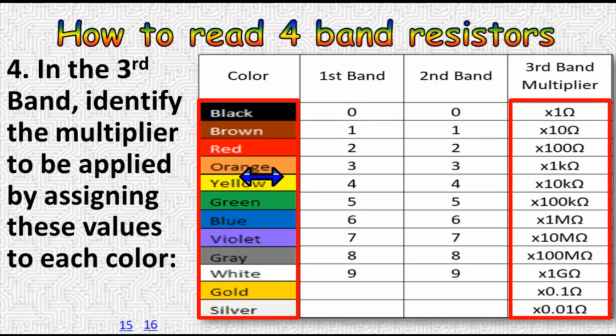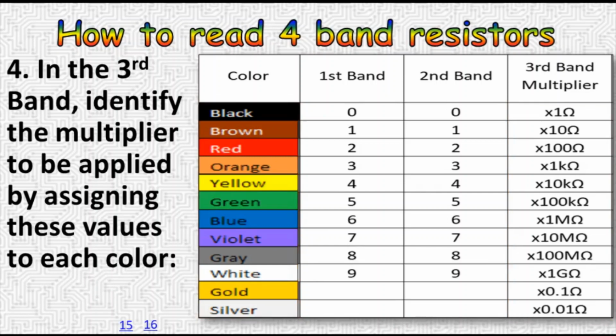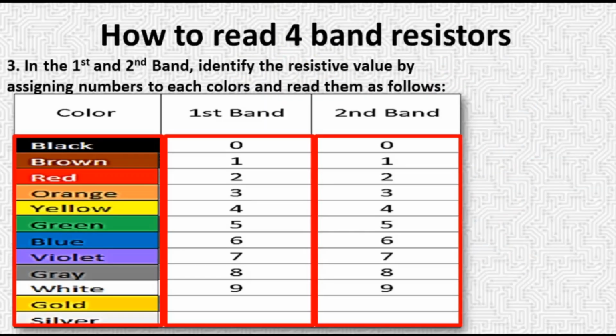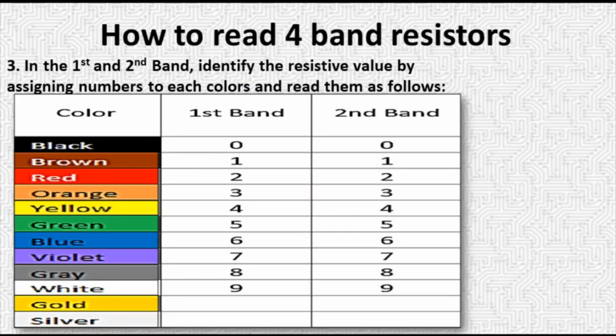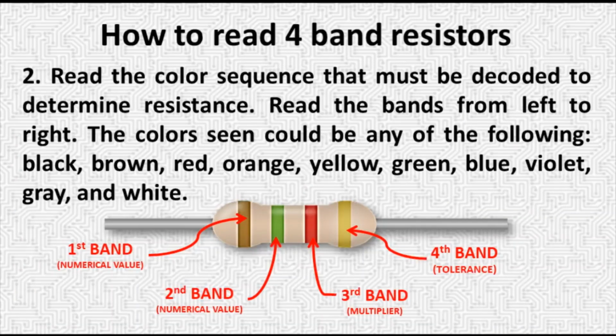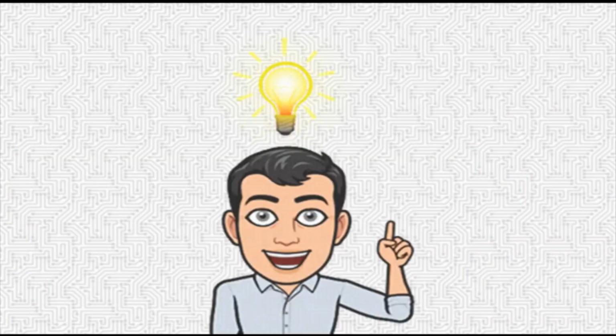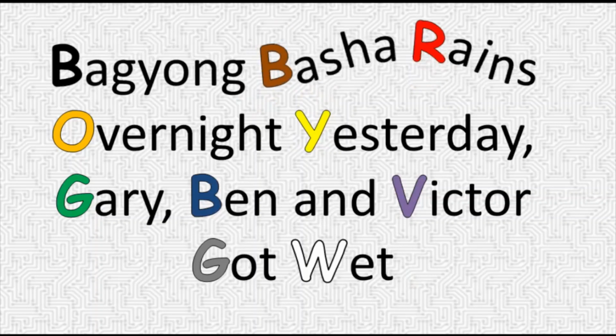So, gaya kanina, ano yun? Anong kulay yun? Brown, red. Naalala niyo ba yung kulay kanina? Balikan nga natin. Sa resistor kanina, ayan. Brown, green, red, and then gold. Ano kayang multiplier ang gagamitin natin doon? Brown, green, red, and gold.